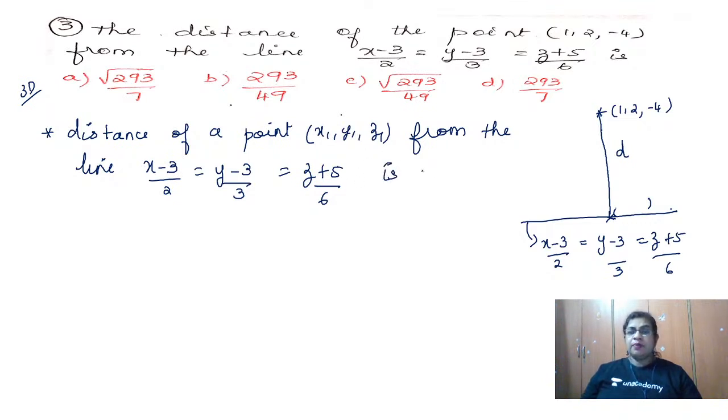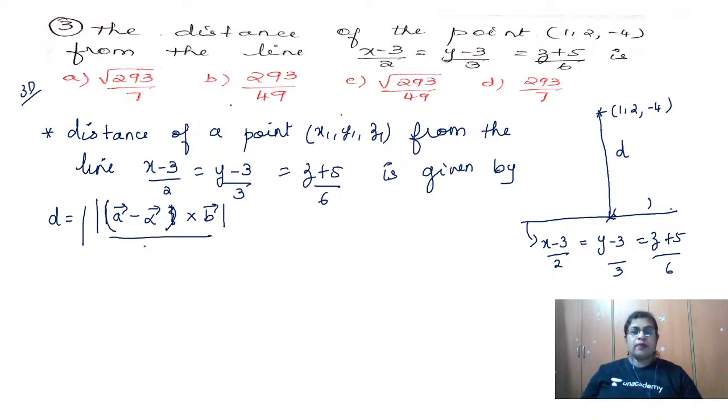And it is given by, as I said, I will give you the shortcut: d, where d stands for distance, is equal to the modulus of (a vector minus alpha vector) cross b vector, take its magnitude, whole divided by the magnitude of b. Take the modulus of that. Now here this alpha vector is nothing but the point which is given. Which point is that? The point is (1, 2, -4), right?